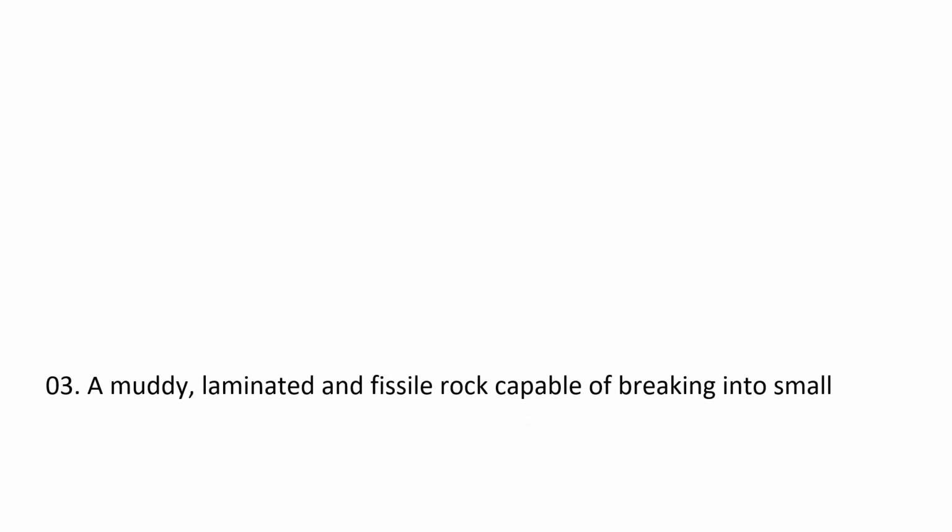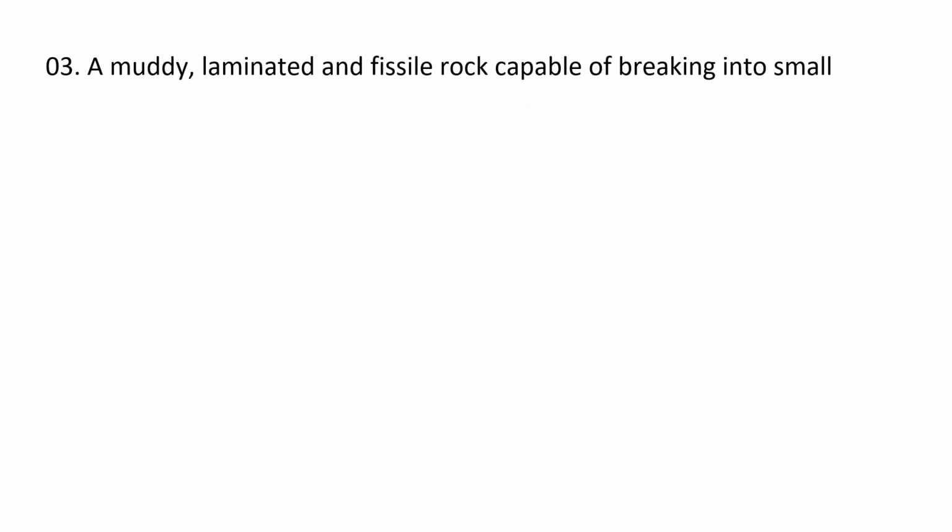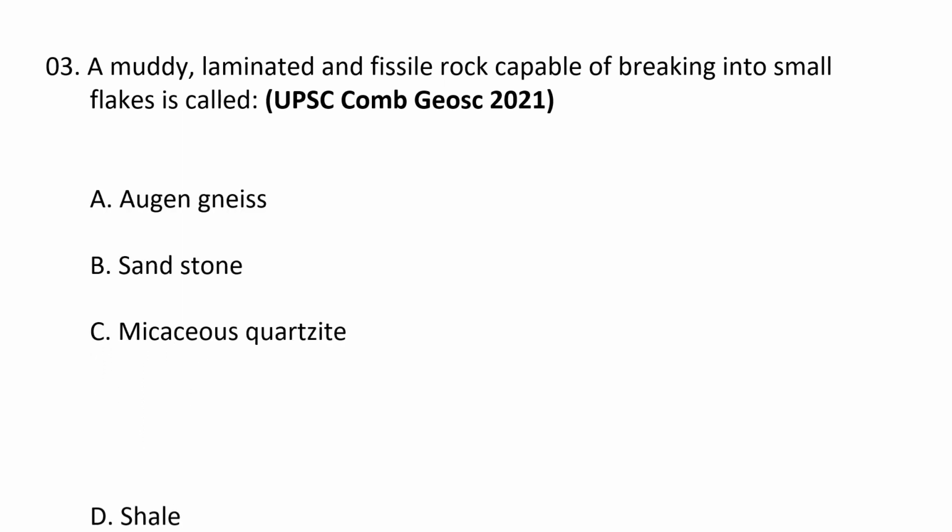Next question. A muddy, laminated and fissile rock capable of breaking into small flakes is called: A. Aragonite, B. Sandstone, C. Micaceous quartzite, D. Shale. A muddy, laminated and fissile rock capable of breaking into small flakes is called shale. Shale is a soft, brittle, fine-grained and easily eroded sedimentary rock. So this formation is used to contain mineral-rich silt or mud that was deposited in an aquatic environment, buried by other sediments and compacted and cemented into hard rock.